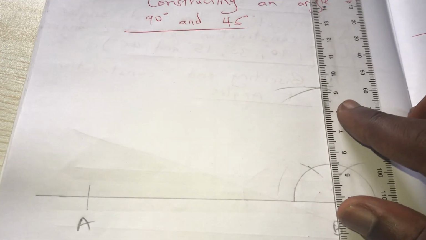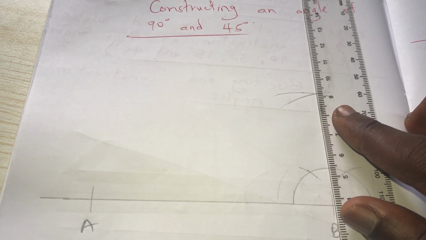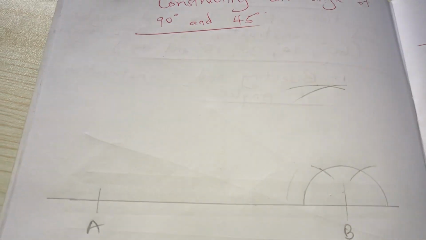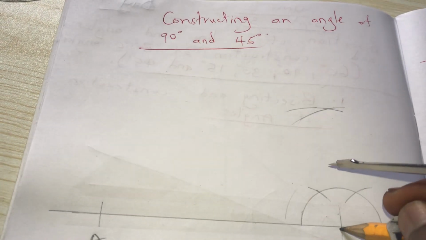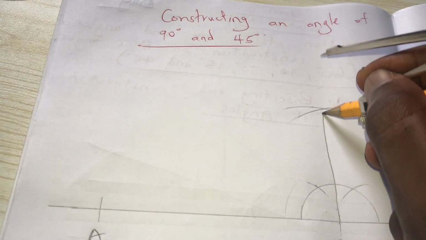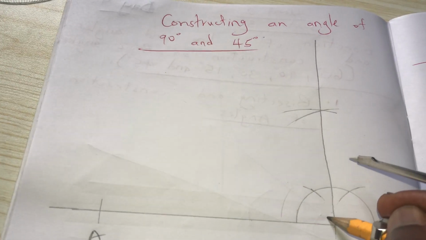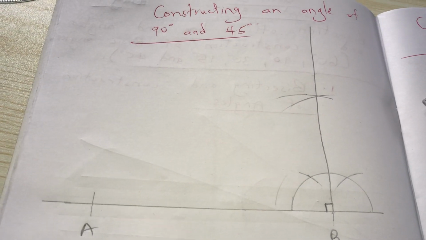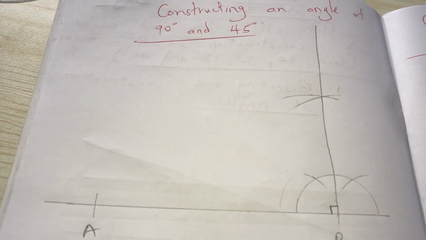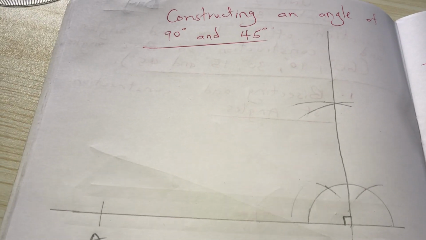Then the next thing, what do you think we are going to do? We are going to connect this point to the intersection of the arcs. That's all. So after joining this, the angle becomes the 90 degrees we are talking about. Okay, so if you see this box, it's a right angle and it means 90 degrees.